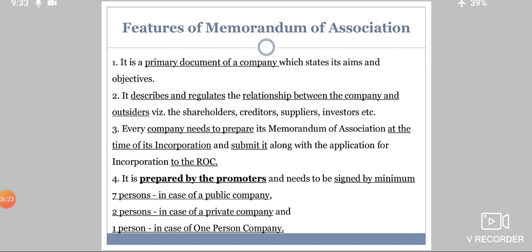That means, see, who are the promoters? First of all, a promoter is an institution or person who comes up with an idea to start a company or to start a business. They are the very first ones who get this thought of forming a company. Now this memorandum should be signed by those persons, and in a public company you require 7, in a private company 2, and in a one-person company 1.